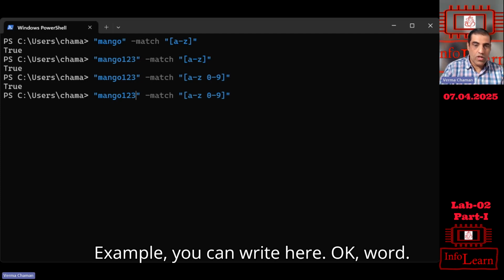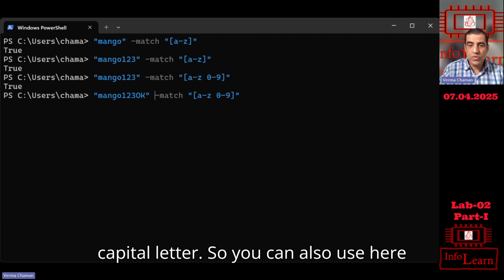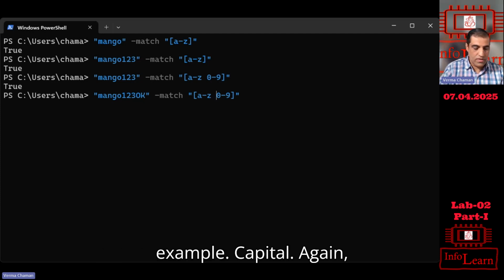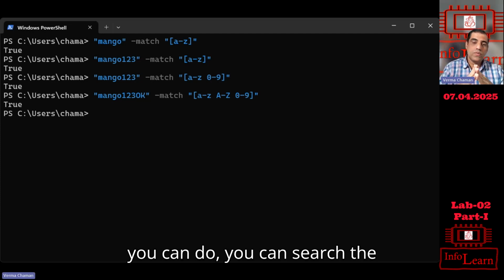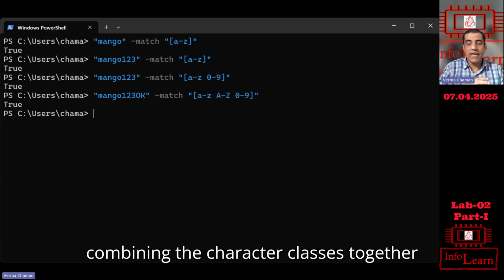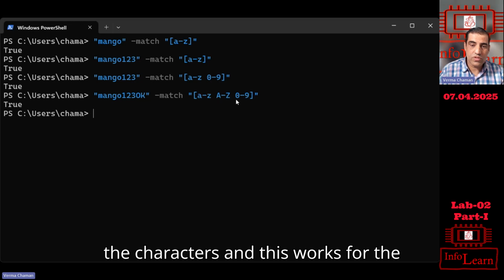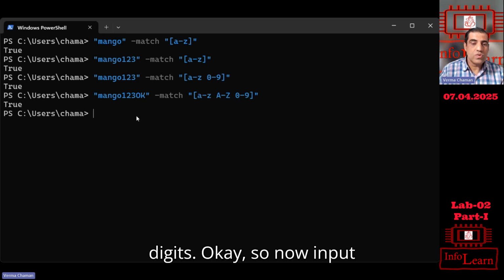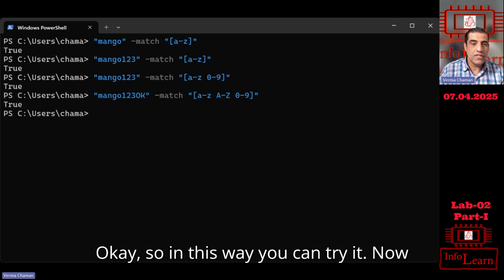Now let's see an example. You can write here, okay, word. Can you see the O is in capital letter? So you can also use capital here. Again true. You can search the pattern by aggregating or combining the character classes together. This works on the characters and this works for the digits. So now the input looks like a match over here. In this way you can try.